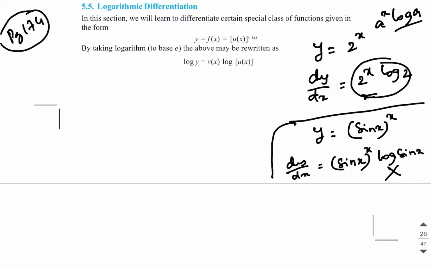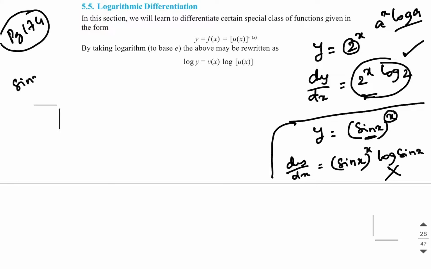This is not the right way to do it, because the formula for a power x is where a is some fixed number. If you have y is equal to some fixed number raised to the power of a variable, then the formula is going to be 2 power x log 2. But sometimes you might have a case where a function is raised to the power of another function. It need not be x power x always.